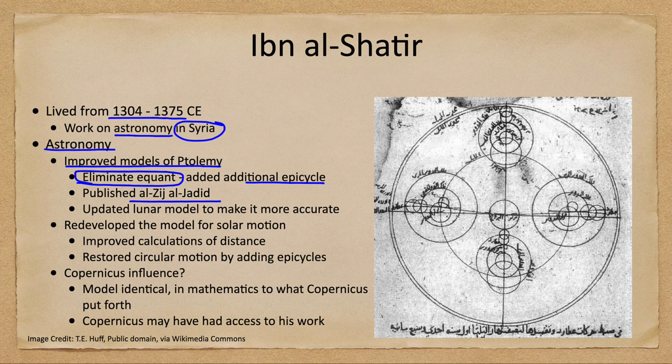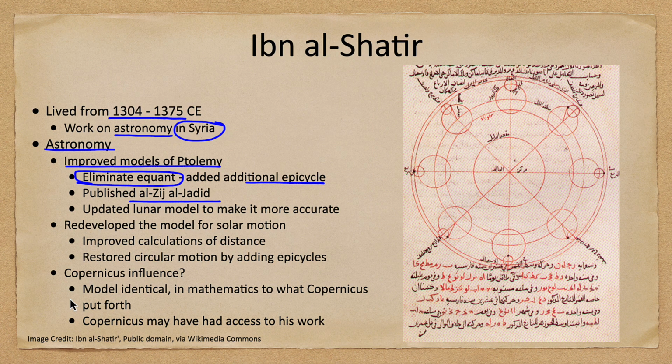We couldn't see galaxies and other objects, so their focus was really on the planets and trying to be able to understand their motions. Now, not only the planets, but he also updated the lunar model, and here is an image from part of his work that shows how the model could be updated. The lunar model, trying to make it more accurate.